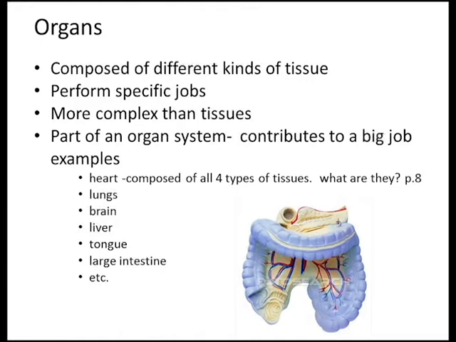But we have all different types of organs that we're going to talk about this year. So things like the heart, which is composed of all 4 different types of tissue. So take a minute to think about that and try to think about where in the heart those 4 different types of tissue are going to be.